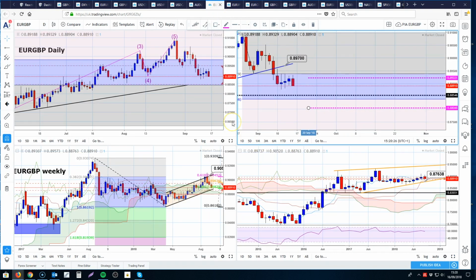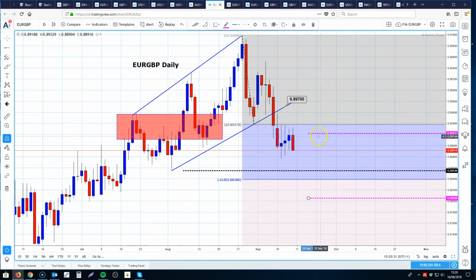Euro sterling, and I think this time frame is most important. The daily chart, we broke the expanding wedge formation to the downside. The measured move target is here around 88.55. That's just short of the 61.8% extension level of this wave, which is at 88.38, and then we've got bespoke support at 88.04. So bearish outside day posted on Friday after 3 days of pretty mixed and volatile price action.